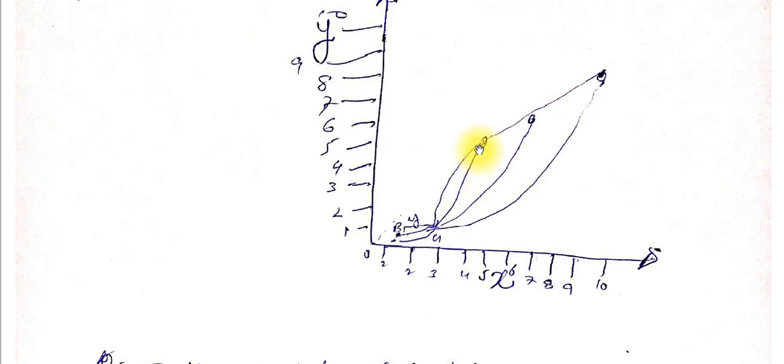This is the path line of this particle, and this is the path line of this particle, and this is another particle's path line. And when we join these particles with a line, this is called the streak line. Now this is called the streak line.